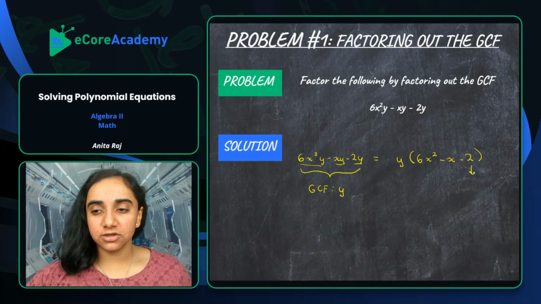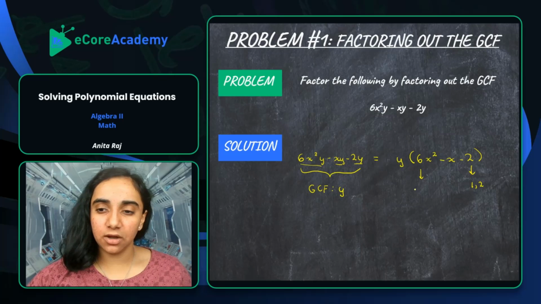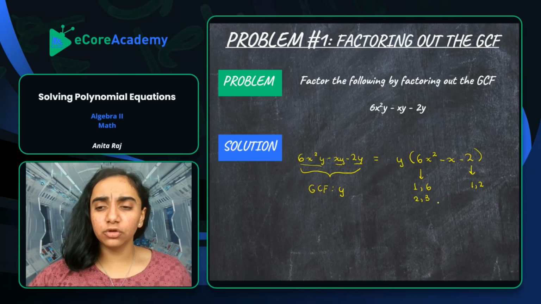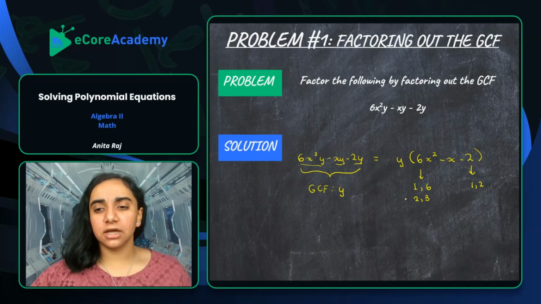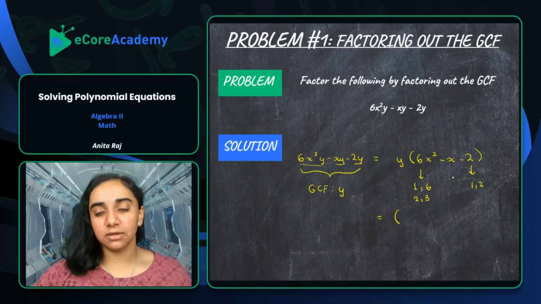So we're going to look at the factors of just 2. 2's factors are 1 and 2. Okay, so using these factors, we're also going to look at factors of 6. We got 1 and 6, and we also have 2 and 3. So we're going to see how can we match these up so that we can create two sets of parentheses with the two factors in them.